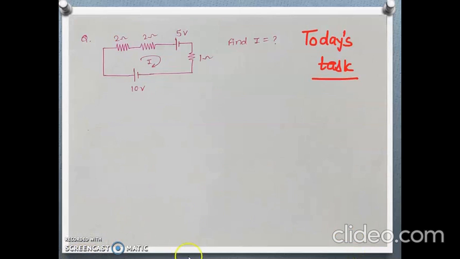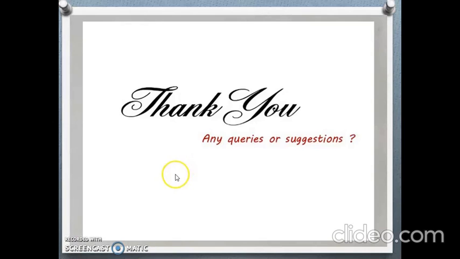Now this circuit is given where 2 ohm, 2 ohm and this 1 ohm are connected with these two voltage sources. We have given this direction of current I, and we want the value of I. This is your today's task. Solve this and let me know the answer in the comment section. We will solve this task in the next session. Also in the next session we are going to discuss mesh analysis, which is the technique based on KVL, Kirchhoff's Voltage Law.